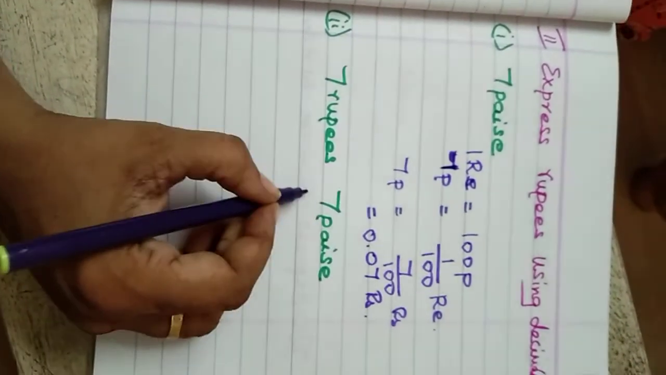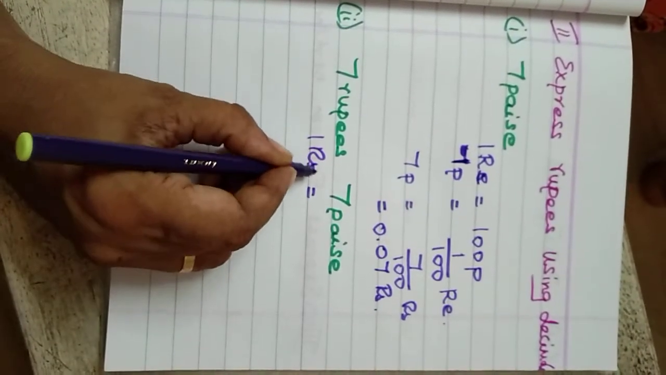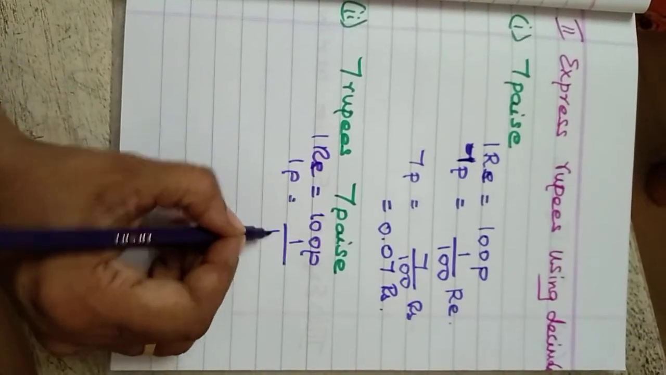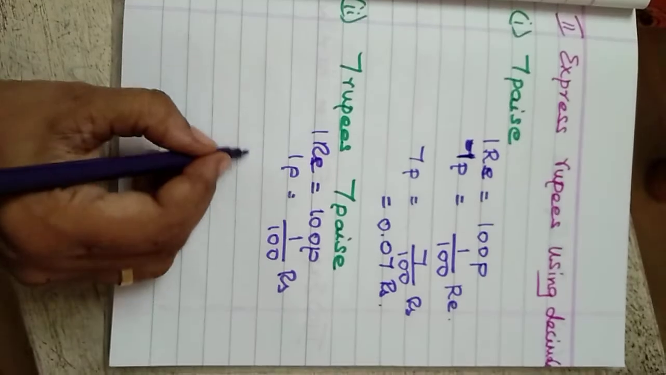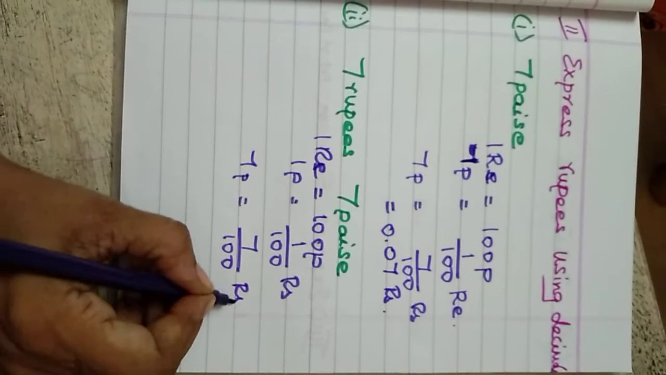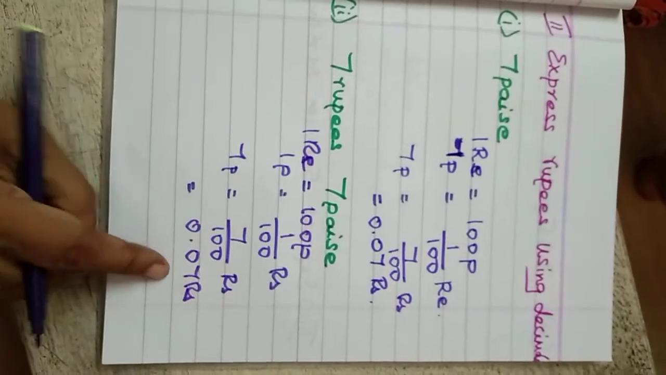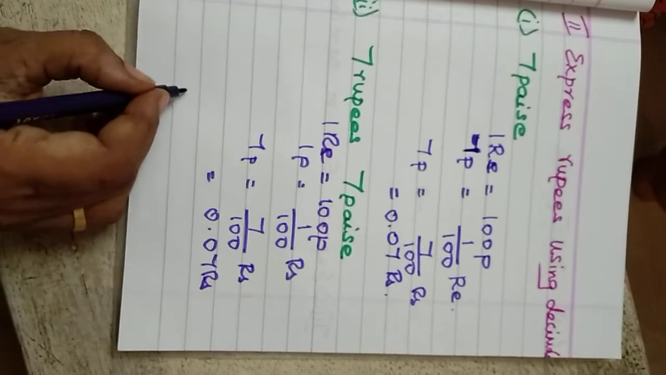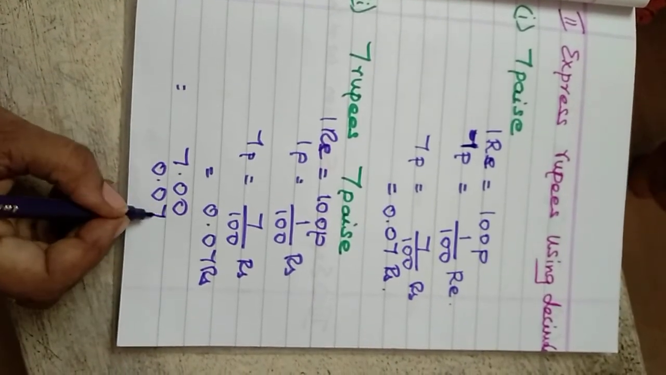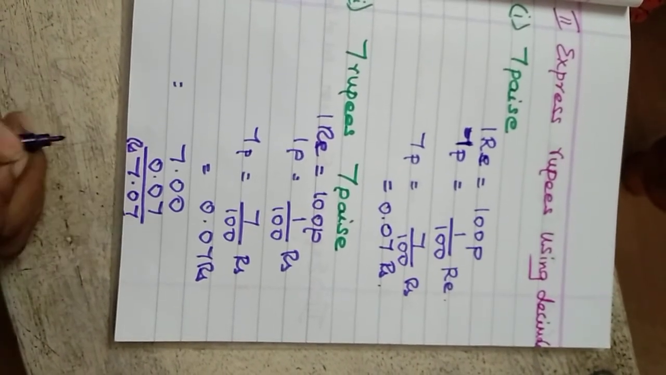So only paise I need to convert. Leave 7 rupees as it is. Same thing, 1 rupee is equal to 100 paise, so 1 paise is equal to 1 by 100 rupees. Again 7 paise is equal to 7 by 100 rupees. When I write it in decimal, it is 0.07 rupees. Now this is also rupees, this is also rupees, so we have to add. When adding 7.00 and 0.07, which is 7.07 rupees.